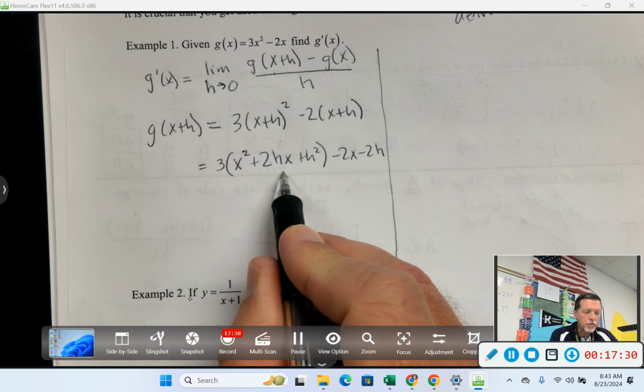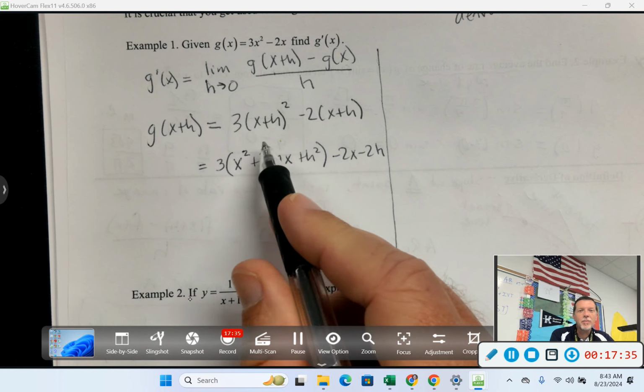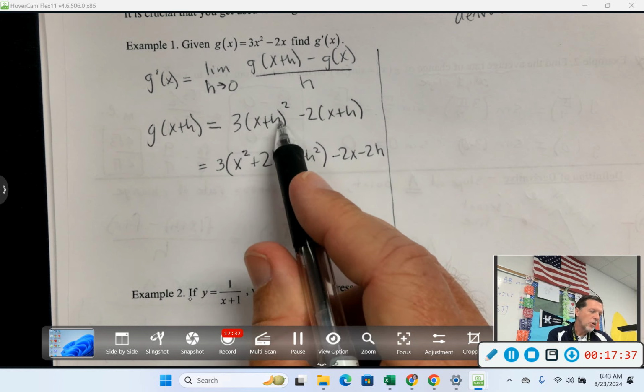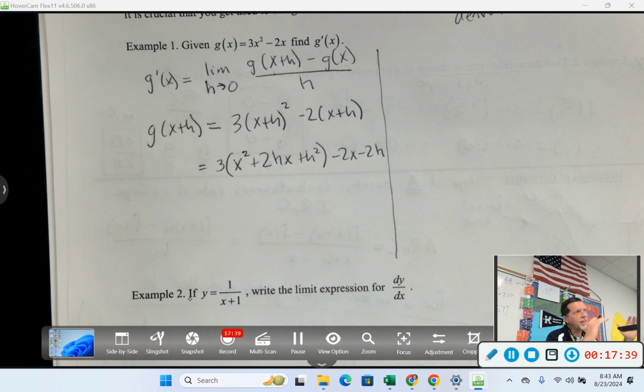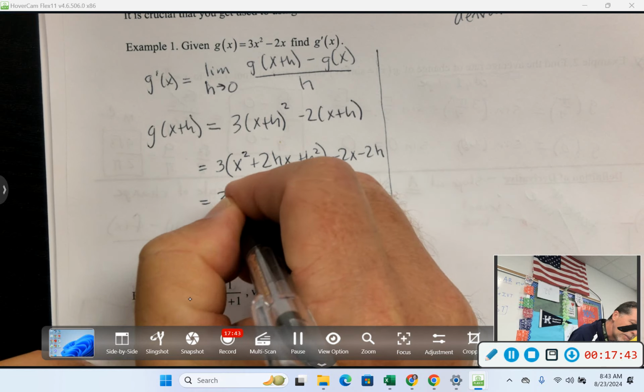Are we okay with where 2hx comes from? I'm trying not to show every single step because I'm hoping you can FOIL or square x plus h without writing out all the terms. But do what you need to do.